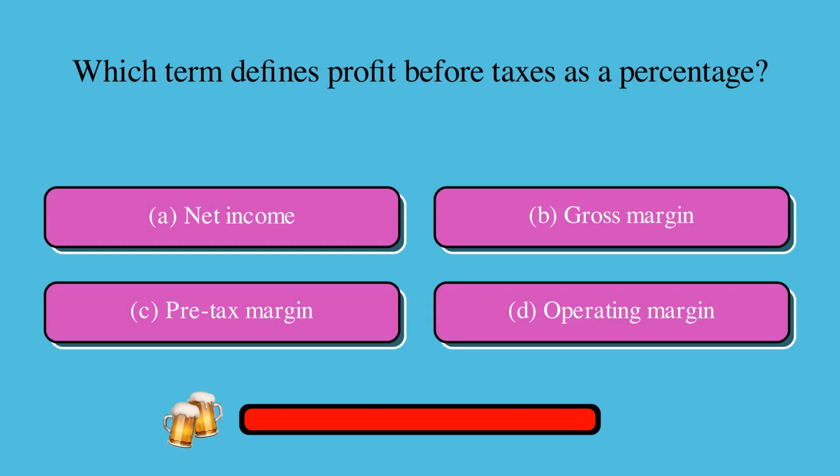Which term defines profit before taxes as a percentage? Is it A, net income, B, gross margin, C, pre-tax margin, or D, operating margin? The correct answer is C, pre-tax margin.